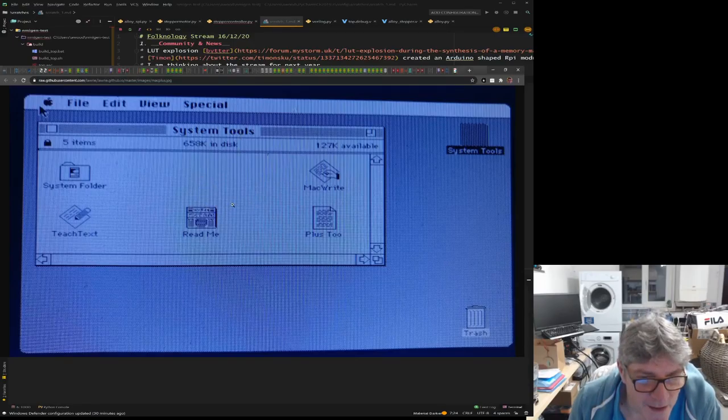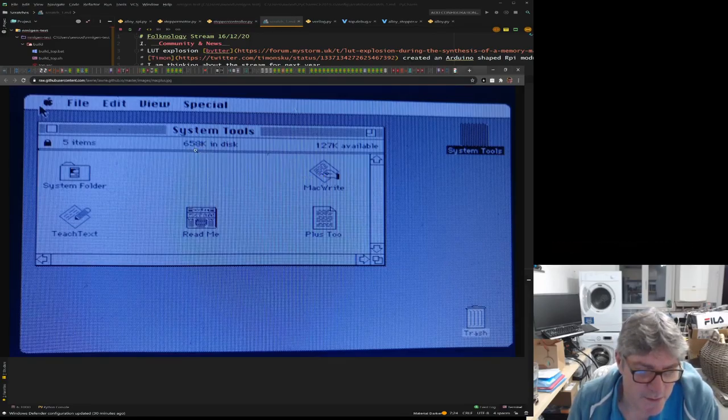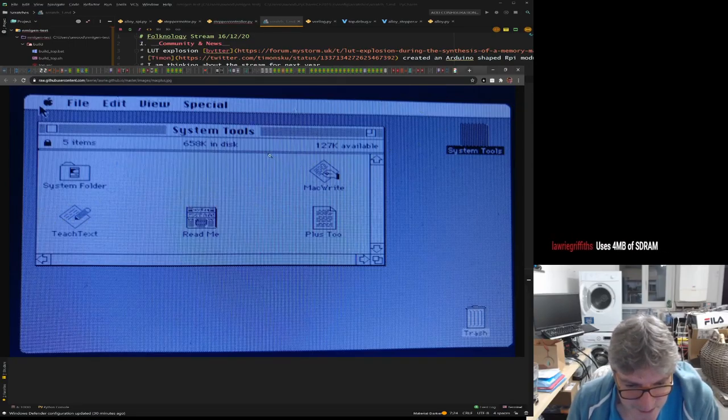Yeah, ECP5, 85F. Did you need the 85F for all the memory? Just checking if it runs on a 45F. So what, 128K, because it says 127 available. Does that exclude the ROM? And mind you, are you using the SD card as a disk? It's very, very cool. Damn, I remember that. Now, which system was that? That must have been like System 2 or 3, one of the early versions.